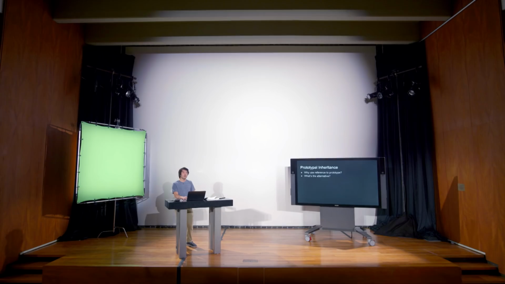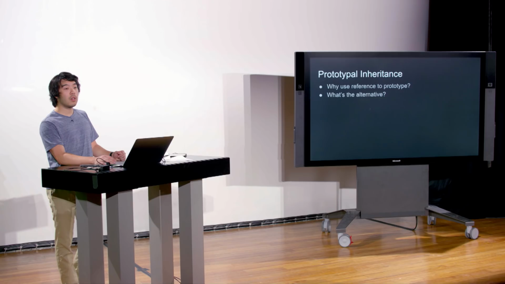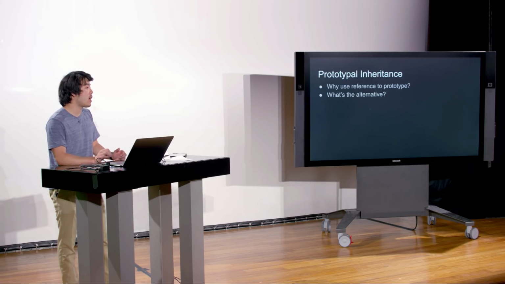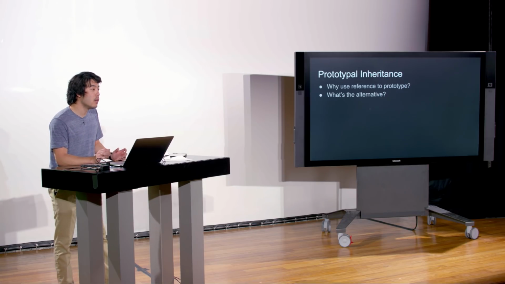Cool. So why would we use a reference to the prototype? And what is the alternative there? Anybody care to give a shot at that? So this is going back a little bit to deep copying versus shallow copying. Maybe if the initial object is massive, and then you just want to do something light after it. Yeah, so if the initial object is massive, what happens then?